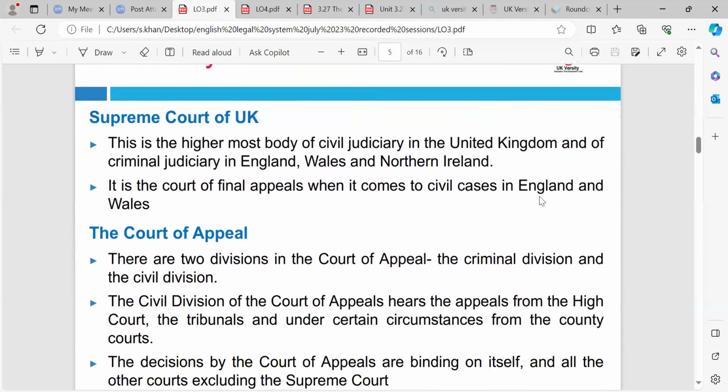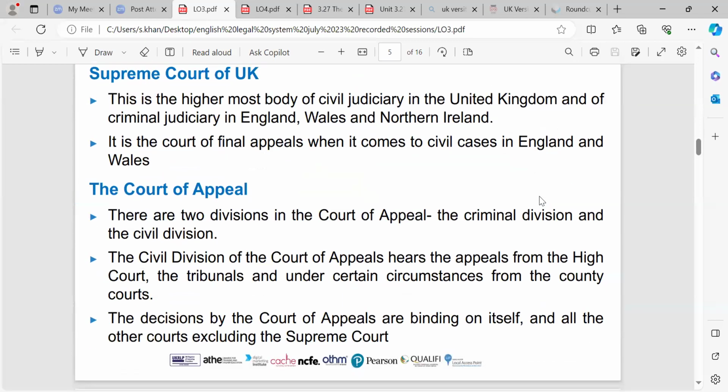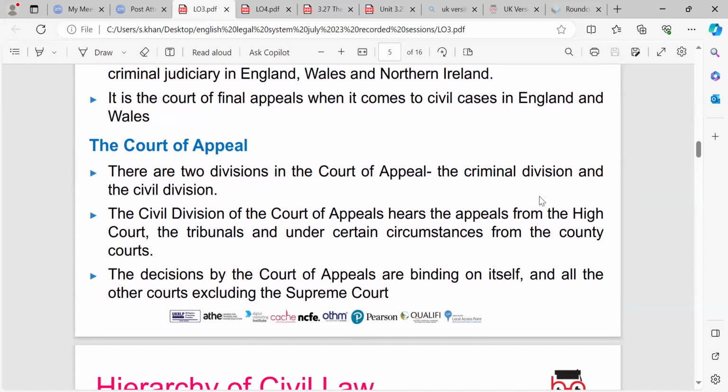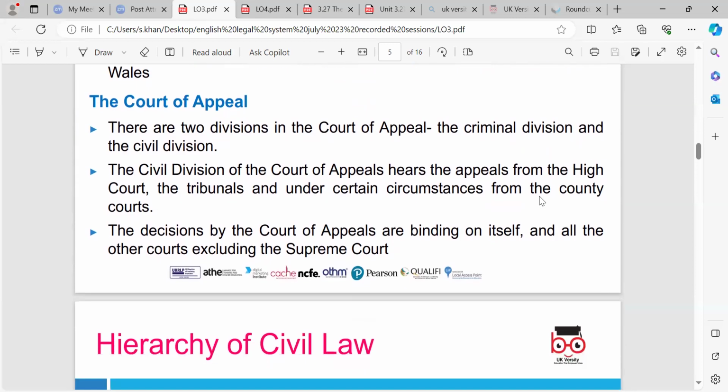So the Supreme Court of the UK, we looked at it being the highest court in the UK, England, Wales, and Northern Ireland, and it's the final appeals court. Then we went on to look at the Court of Appeal, two divisions within the Court of Appeal. We've got the criminal division and the civil division, and what they actually do as well.